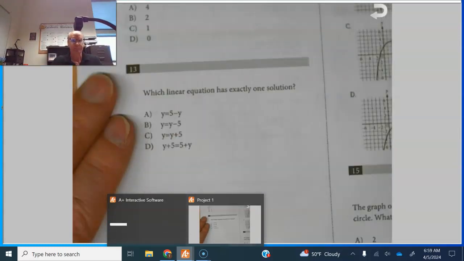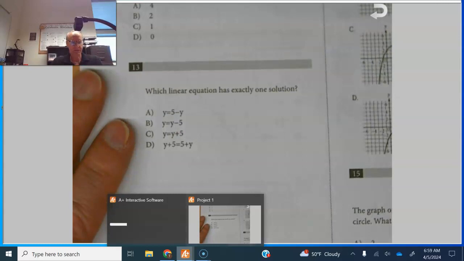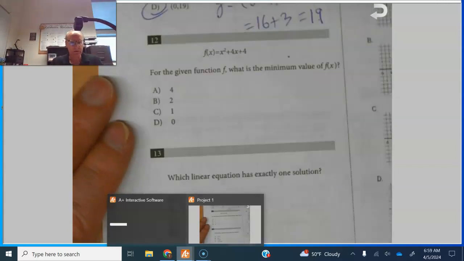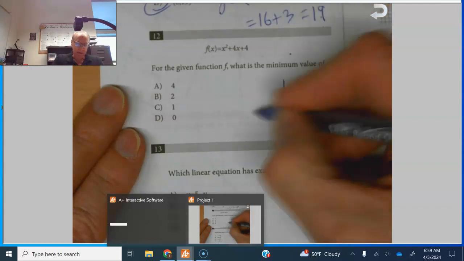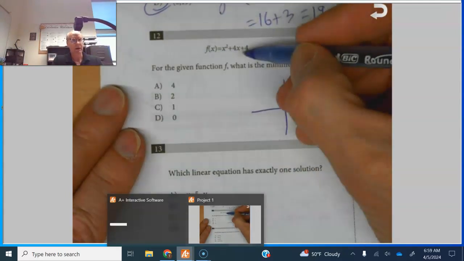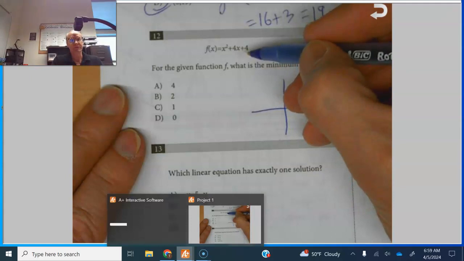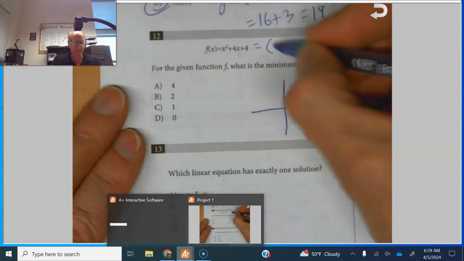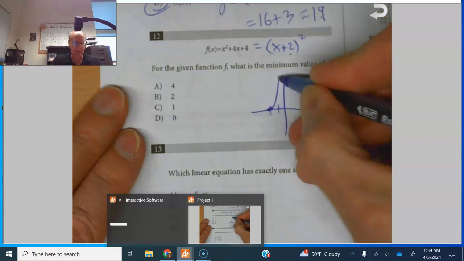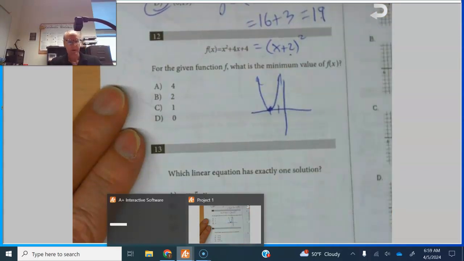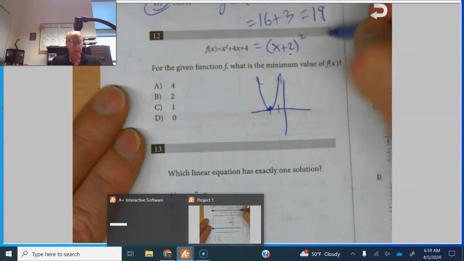Anyway, moving on. For the given function f, what is the minimum value of f of x? Well, this is a parabola, and if you don't know any better, this happens to be (x plus 2) squared, which means that this parabola looks like this. And what is the minimum value of f of x?